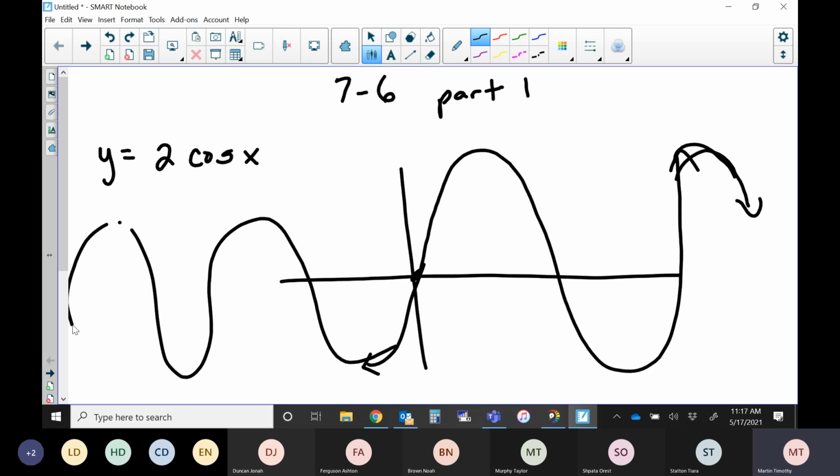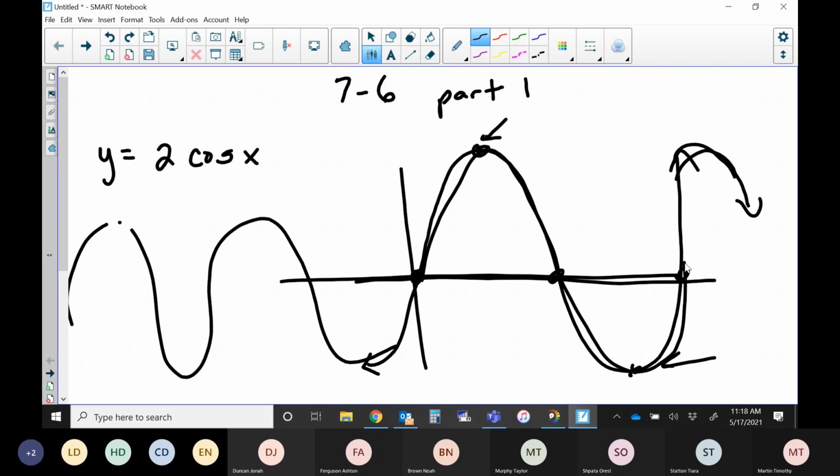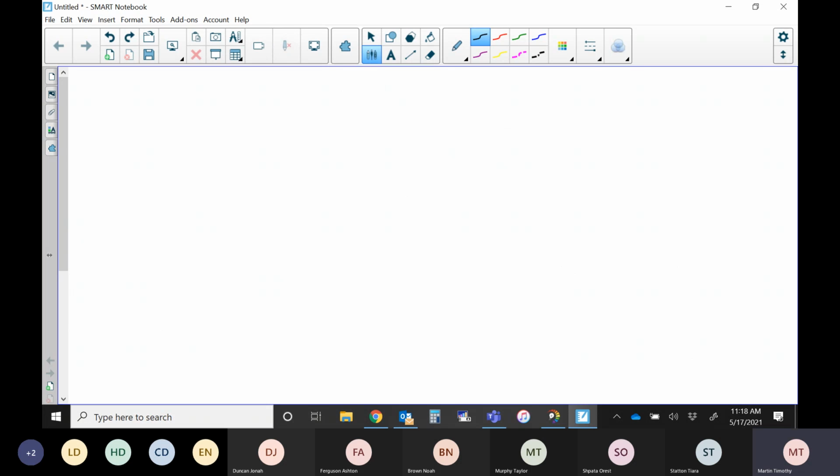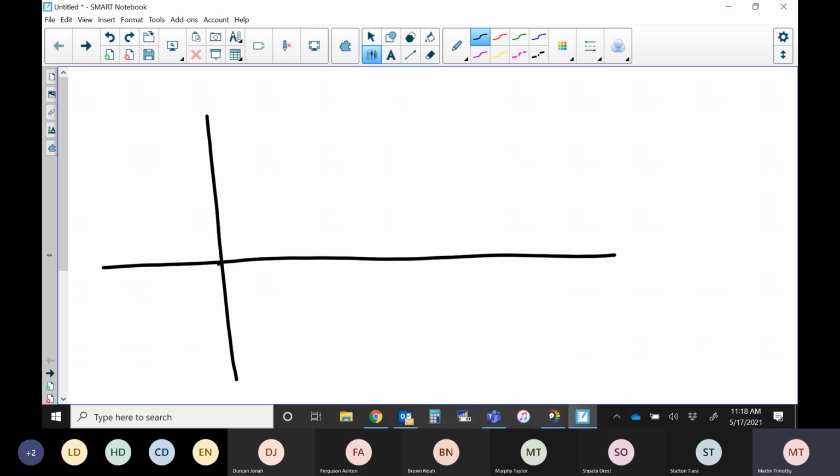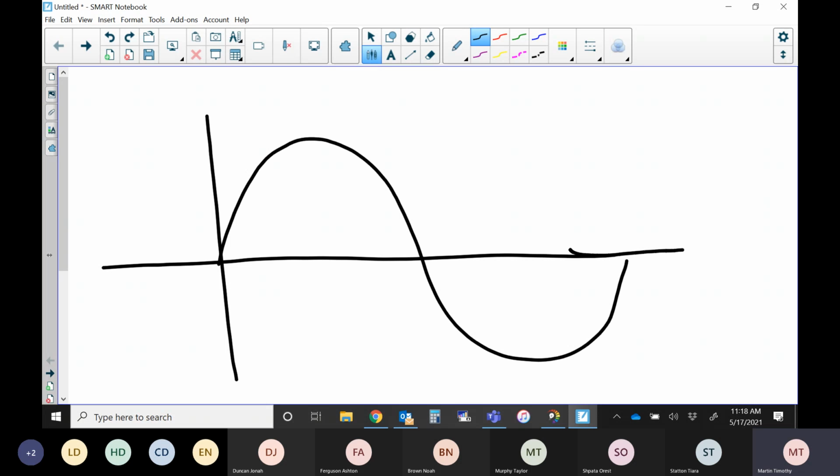Now, this section right here, notice there's 1, 2, 3. You need those 3 points on the midline. You also need the maximum and you need the minimum. If you have those 5 points, that's good enough for our sketch. Now, let's say I know it's going to complete from 1 all the way up to 1 all the way down. What is that called? How long it takes? That is called the period.